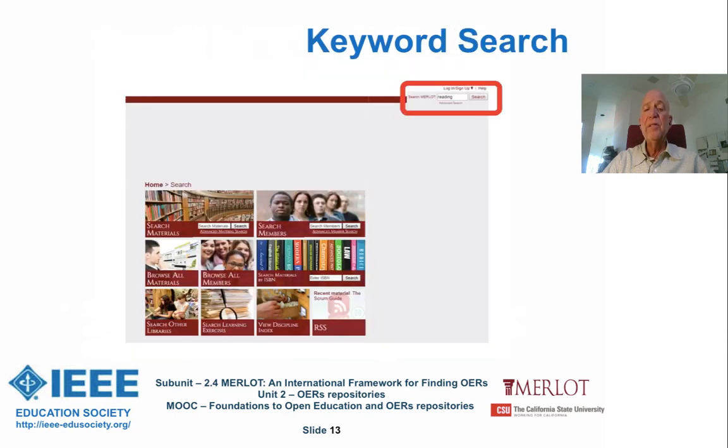We're going to do the simplest kind of search now called the keyword search. In the top right-hand corner of every single page in Merlot, there is a keyword search box. The same box on every page. In the example we're going to follow right now, we're going to type into that keyword search box the word reading.